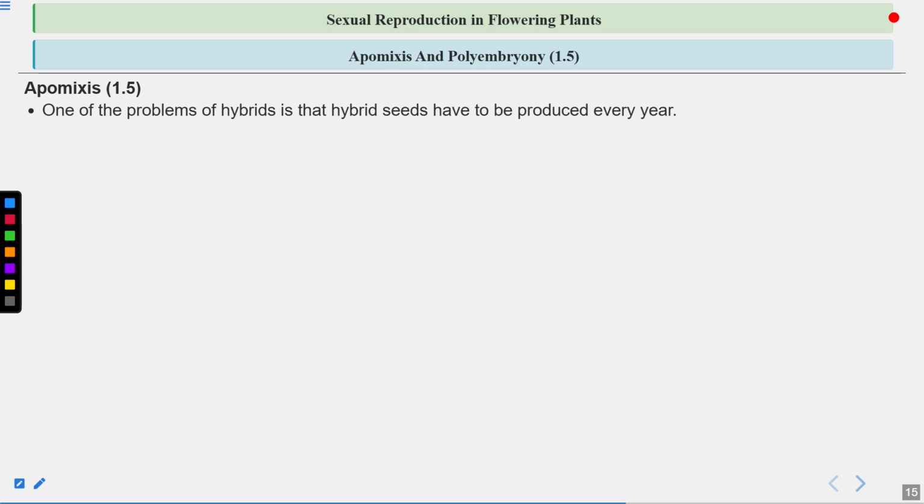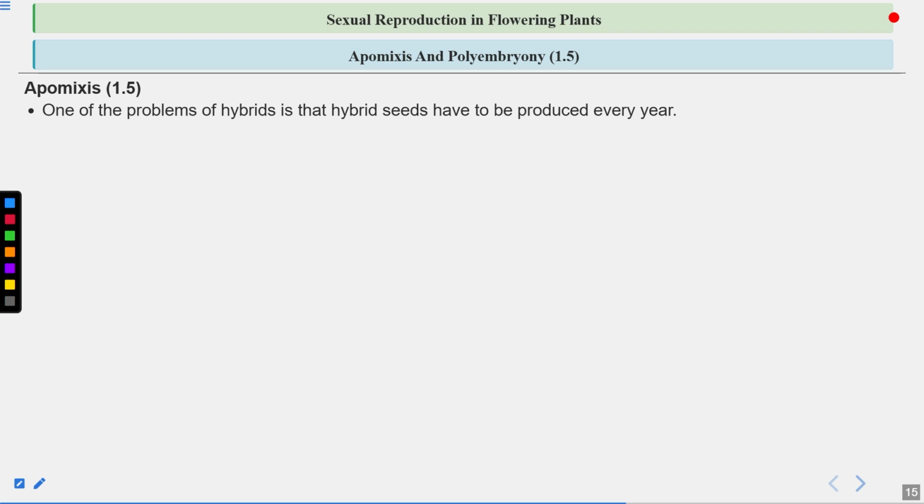So one of the problems of the hybrid is that hybrid seeds have to be produced every year. There are so many advantages of the hybrid varieties. Suppose I'm taking one example to explain this. You have a plant of a wild variety. Wild variety means that particular plant does not get disease very frequently. There is a lot of pathogen, but it can fight the pathogen and there is no disease on those plants, but they produce less amount of seeds, okay.